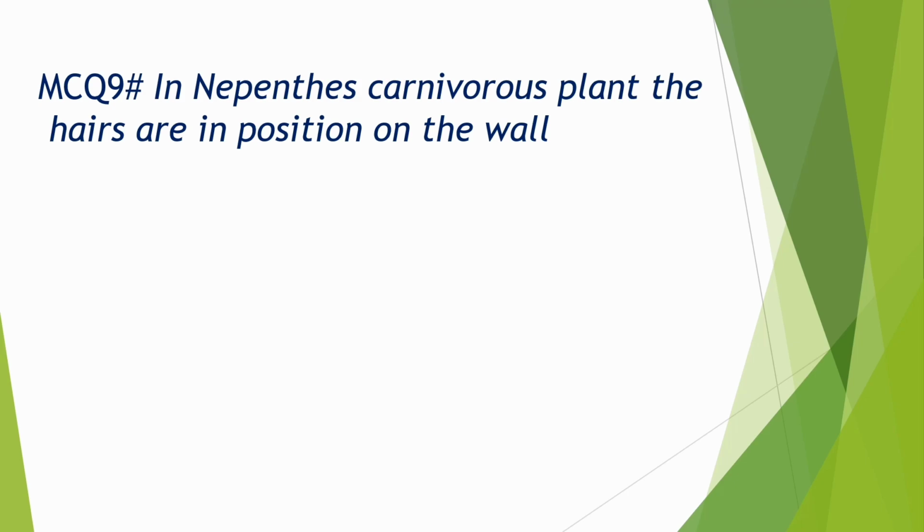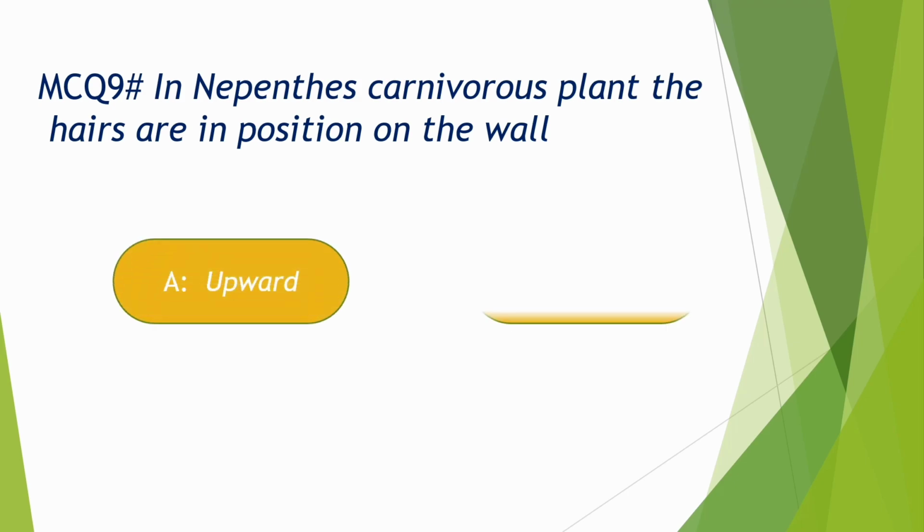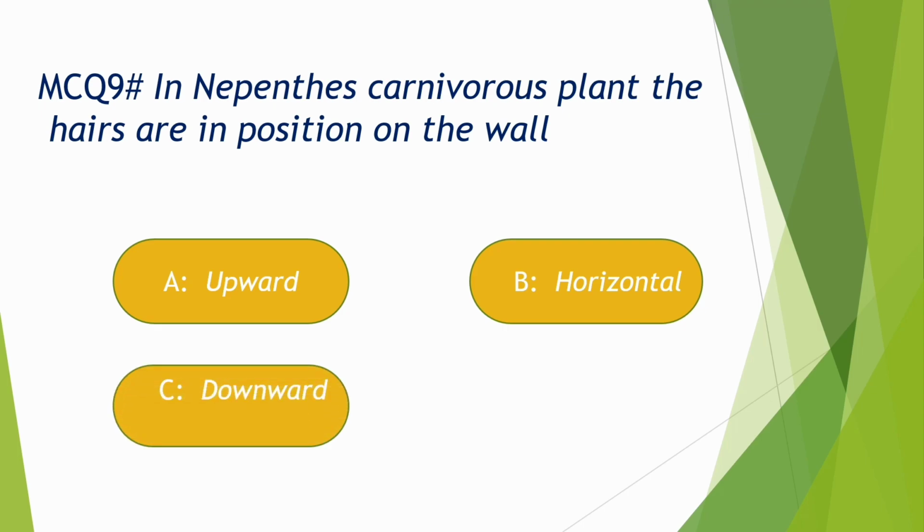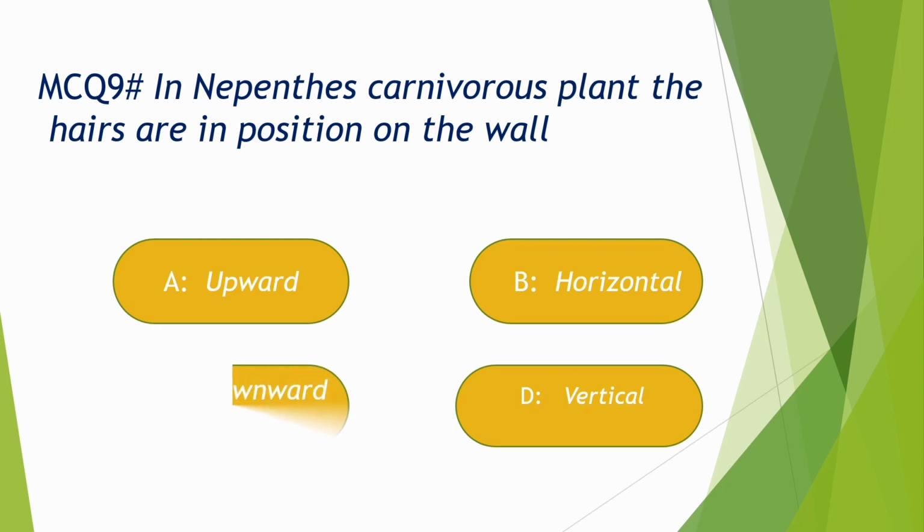In Nepenthes carnivorous plant, the hairs are in position on the wall. Option A. Upward, B. Horizontal, C. Downward, D. Vertical. Correct option is C. Downward.